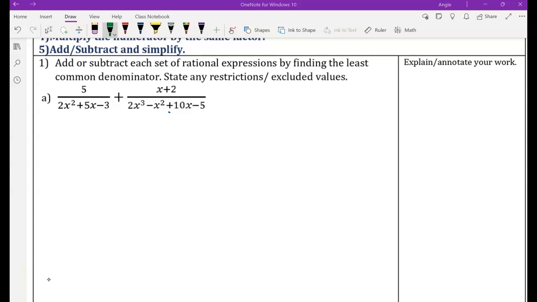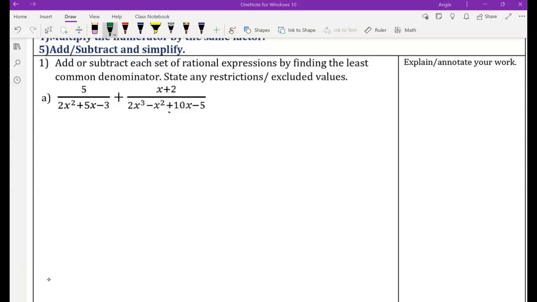Now, before we do example A, which says 5 over 2x squared plus 5x minus 3, plus x plus 2 over, and when I say over, it's the same as divide. So instead of saying over, I could have said x plus 2 divided by 2x to the third minus x squared plus 10x minus 5.